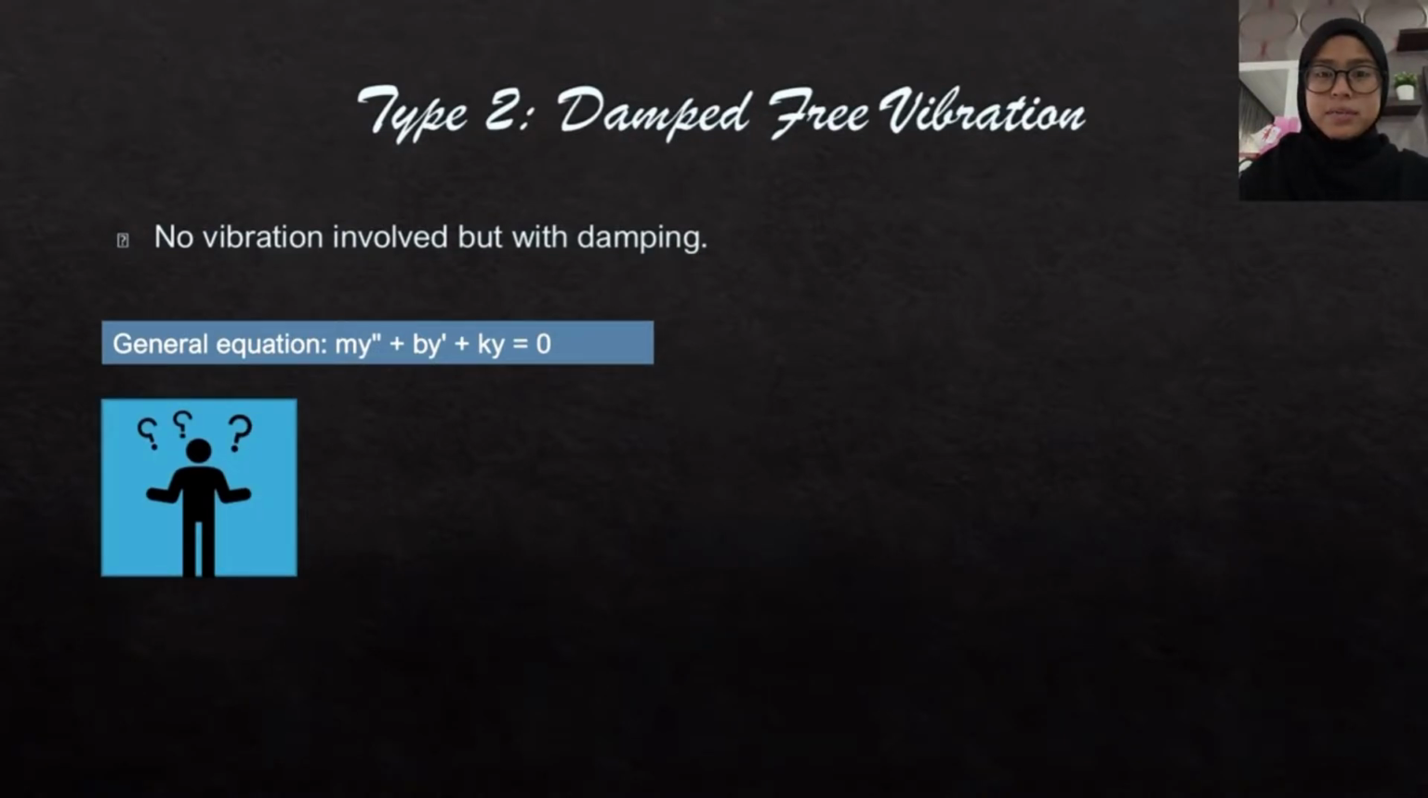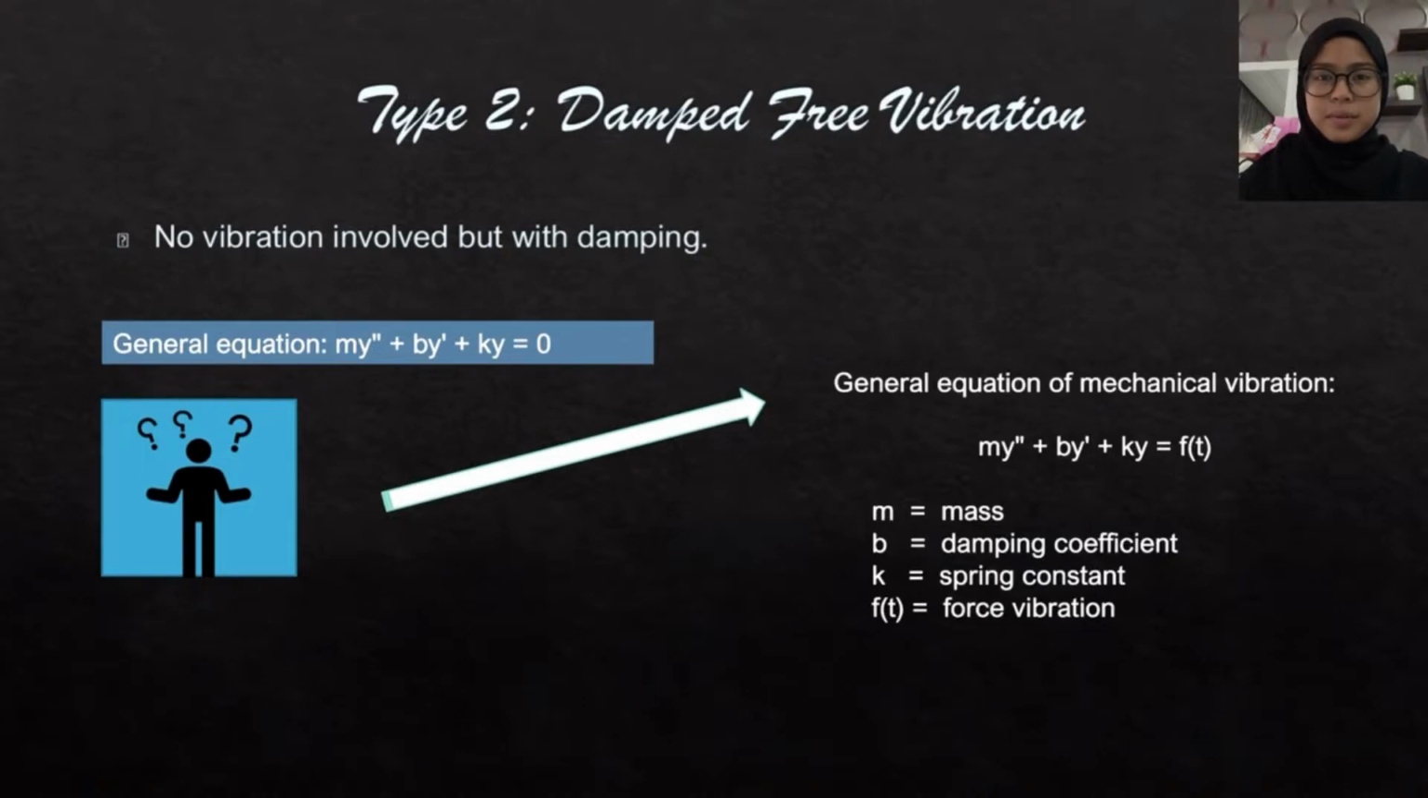It is actually from the general equation of the mechanical vibration, which we know as my second derivative plus by first derivative plus ky equals to f(t), where m is the mass, b is the damping coefficient, k is the spring constant, and f(t) is the force of vibration.